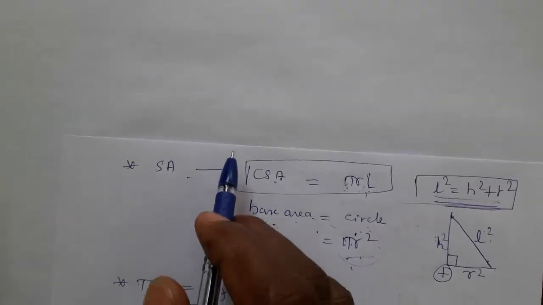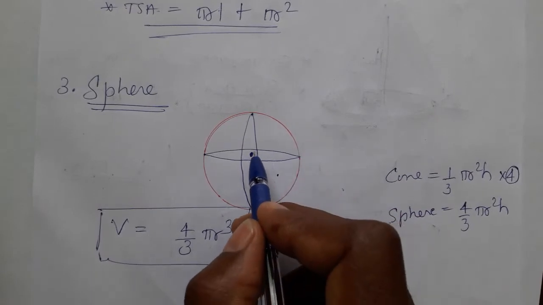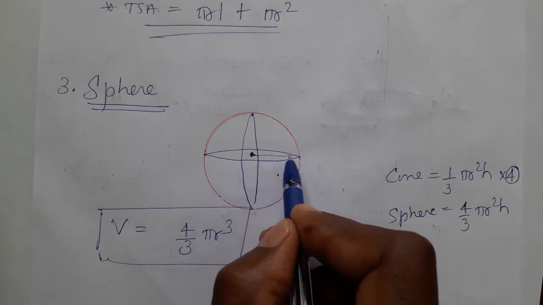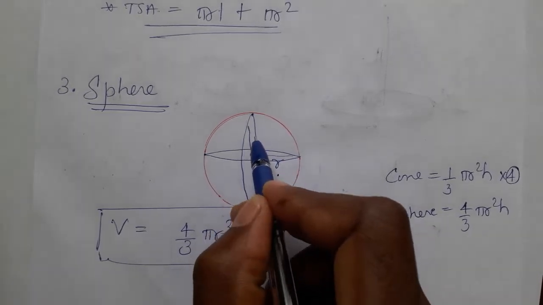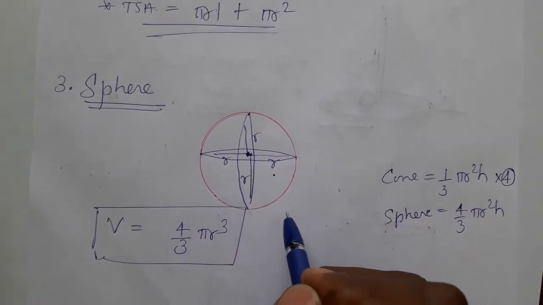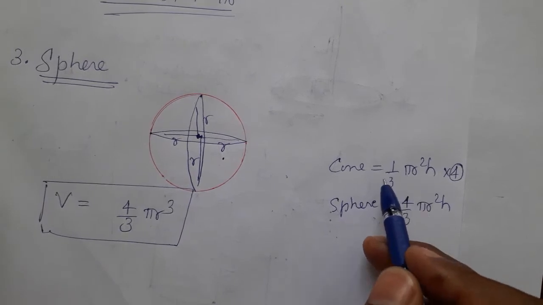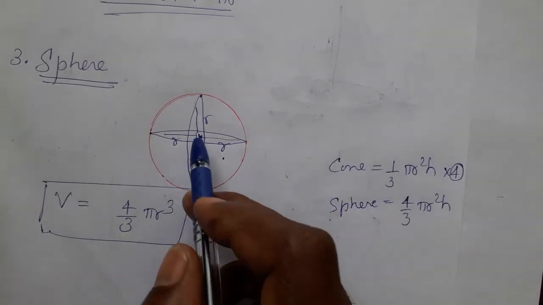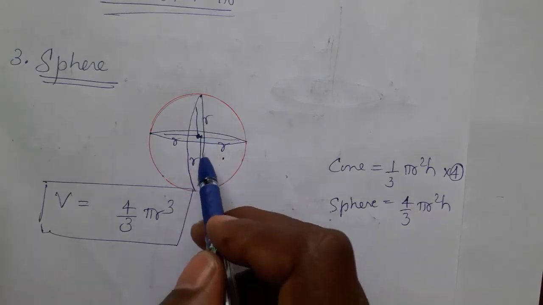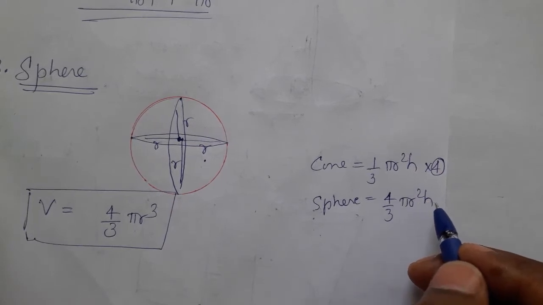In a cone we have radius at the base, height and slant height, 3 different dimensions. But here in a sphere, if you go this side, radius. If you go this side, radius. Everywhere it is radii only. So what do we do? We have 1/3 pi r square h, and here the height is taken as 2 radii.